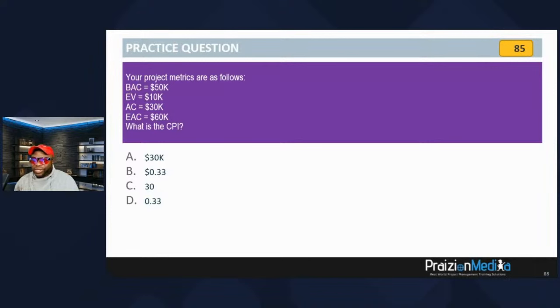Your project metrics are as follows. Budget at completion is 50,000, earned value is 10,000, actual cost is 30,000, EAC is 60,000. What is the cost performance index?